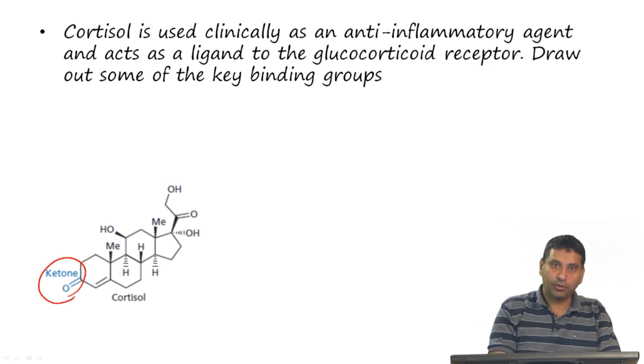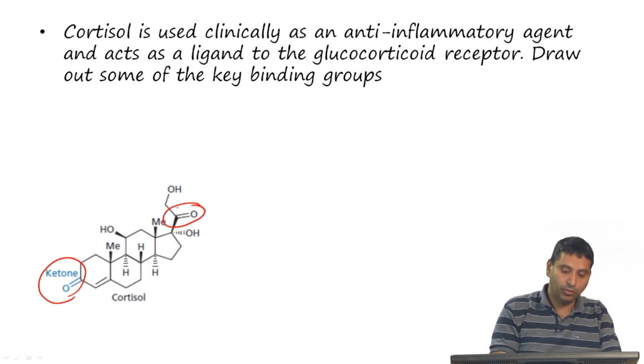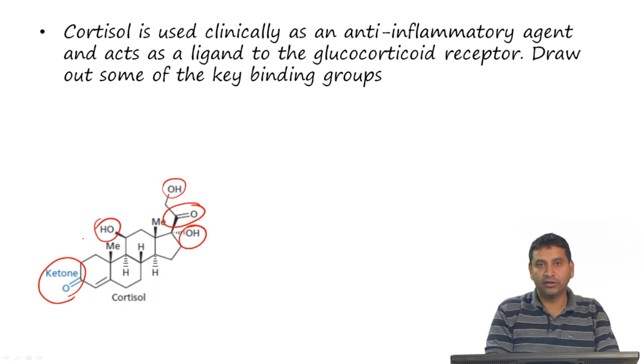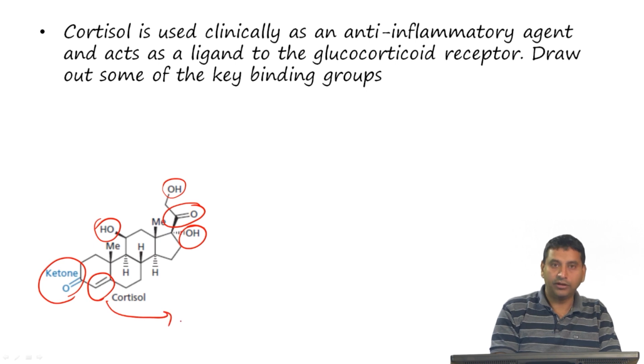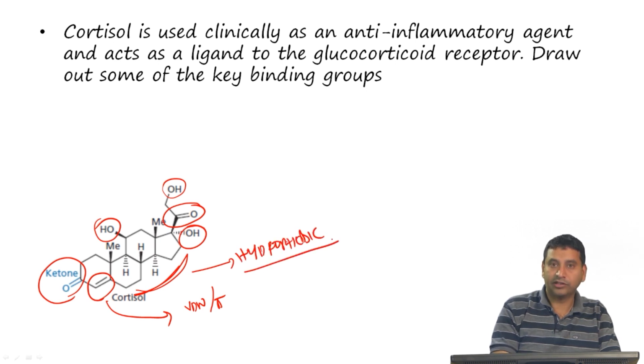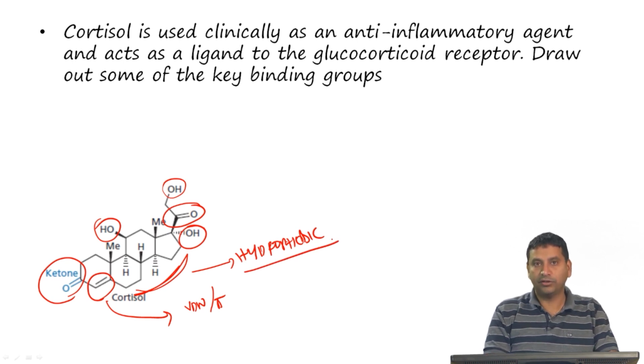You have a carbonyl, C double bond O here, there is another carbonyl, C double bond O, and there are hydroxyl groups present here. So, these are the major hydrogen bond donors and acceptors in cortisol. You also have an olefin, which can involve itself in van der Waals interactions or pi interactions, and you have a good, significant hydrophobic region which can interact with the receptor surface. So, these are the major key binding areas that one can identify from this structure. Keep in mind that cortisol, because it is hydrophobic, can get across cells quite well.